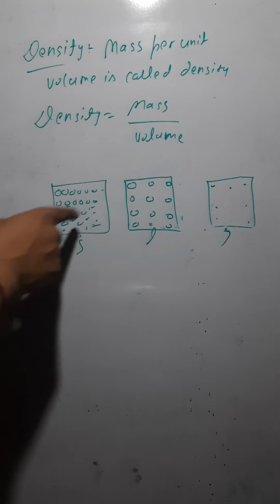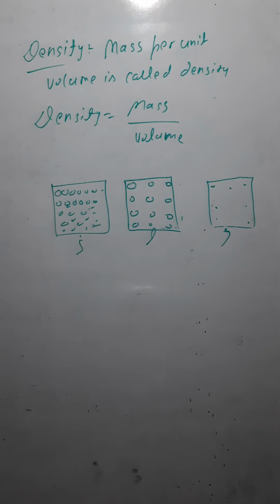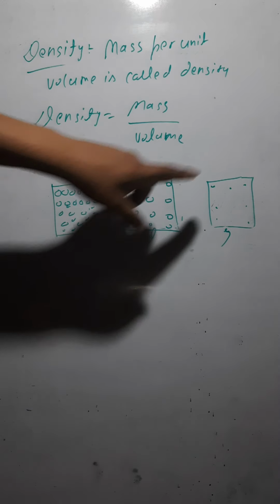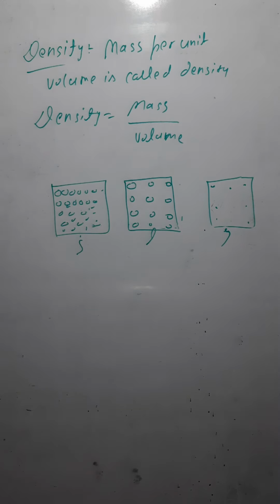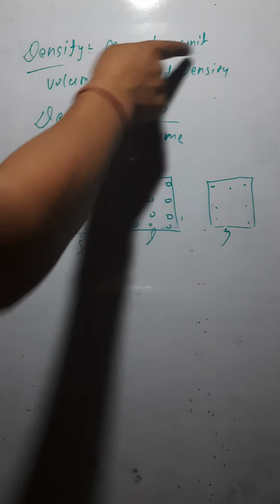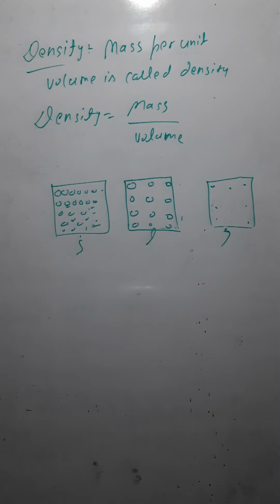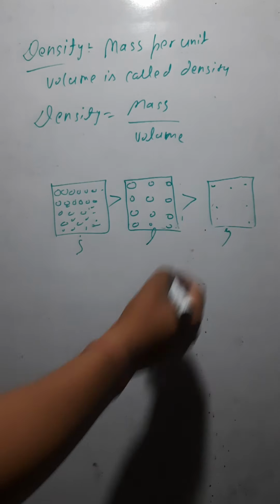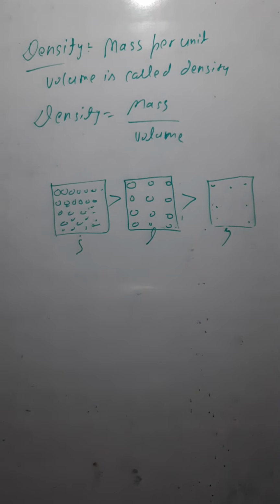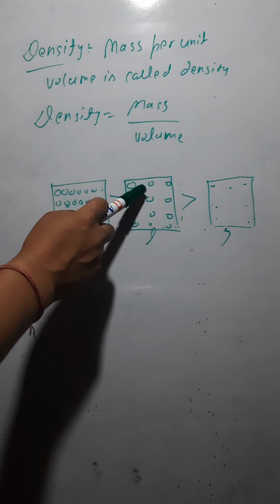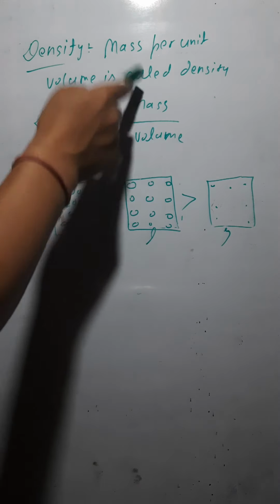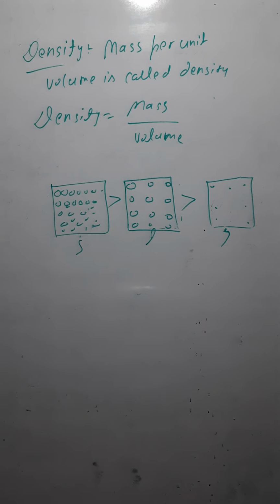Getting it or no? If you hold these containers, you would feel this one is heavier, having more weight, and this is lesser and this is lesser. Why? Because more number of particles are there, so more mass is there. Where you have more mass, there is more density. So mass per unit volume is called density. Solids have the highest density. Are you getting the concept of density?